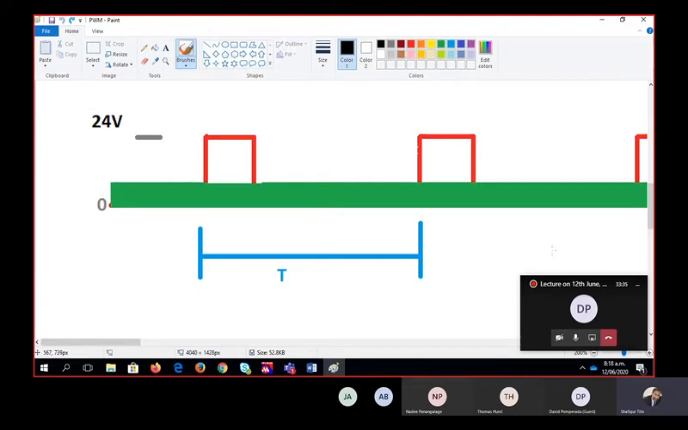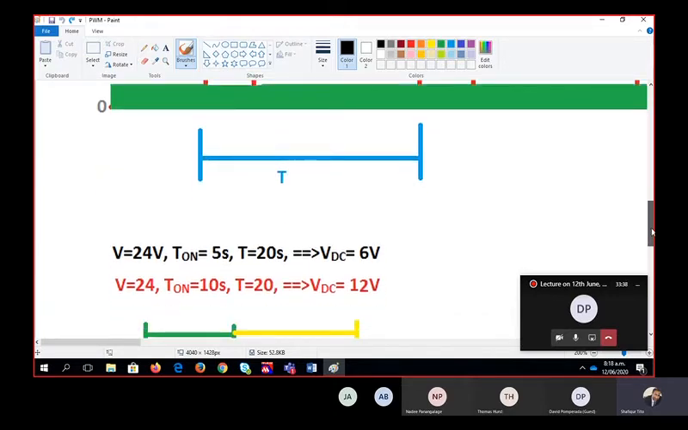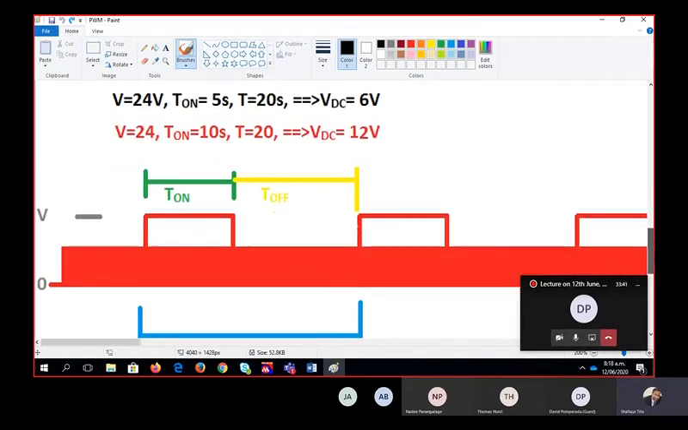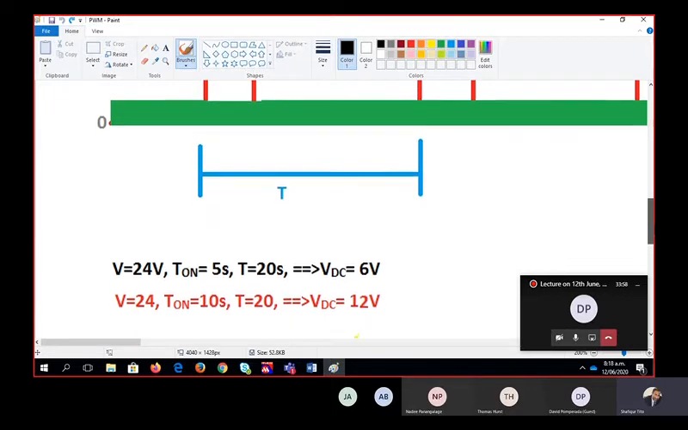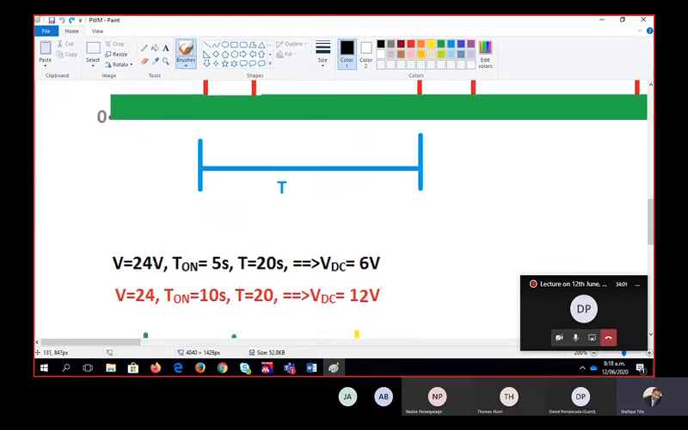I can calculate the average value. If I want to find out the average for this duration, what would be the average? Let's say I have given an example. Let's say the voltage is 24 volt, and I am making it on for only 5 seconds, and this is the period, and for the remaining 15 seconds it becomes off.